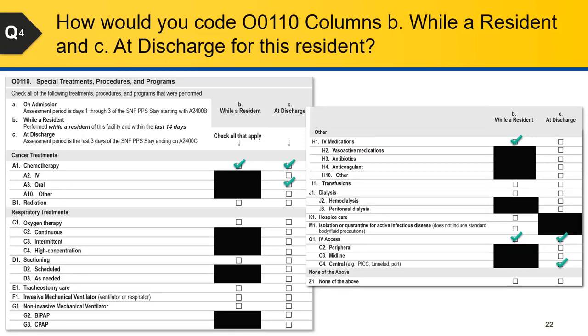Okay, and here's how you should have answered. So you can compare this to what you have. For while a resident, you're going to check chemotherapy, IV medications, and IV access. And you can see, again, a lot of the sub-elements are not included in that time frame for that column. At discharge, you would check chemotherapy and oral, since that continued throughout the stay, and IV access and central. IV medications would not be checked.